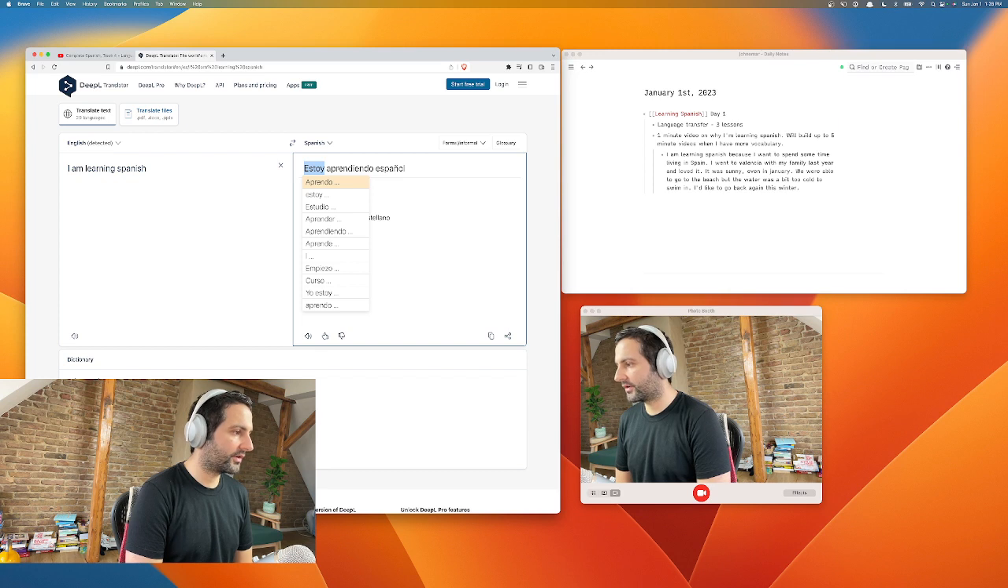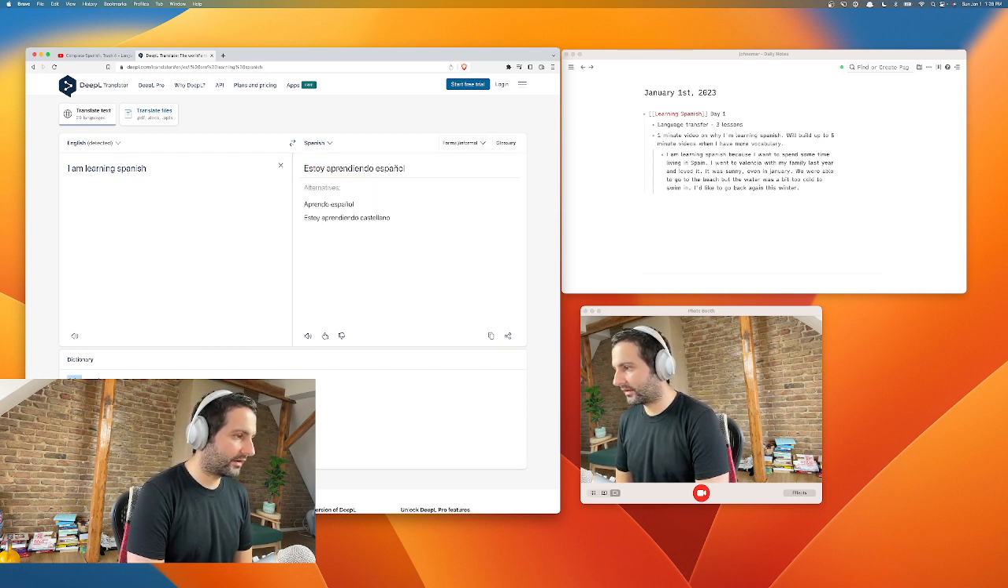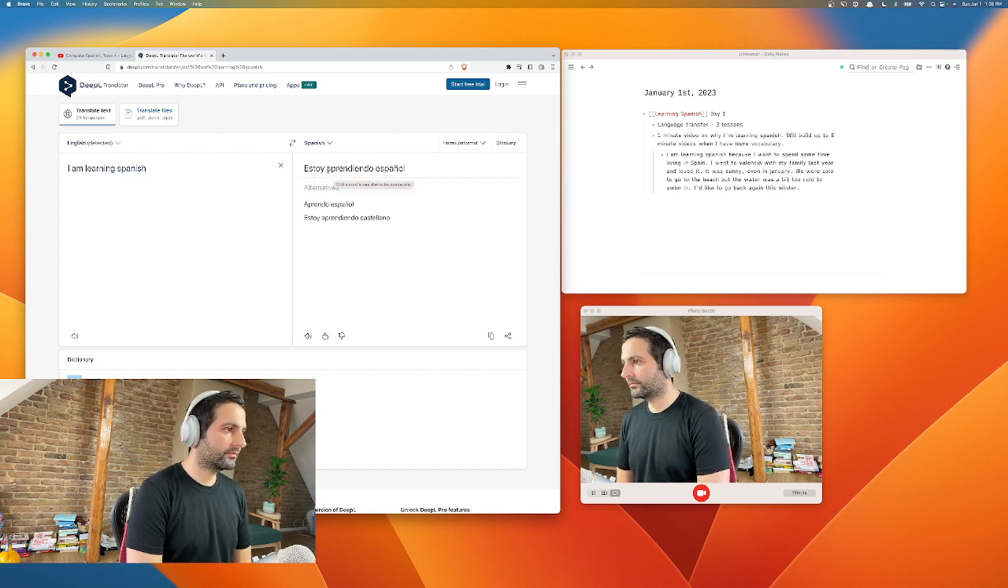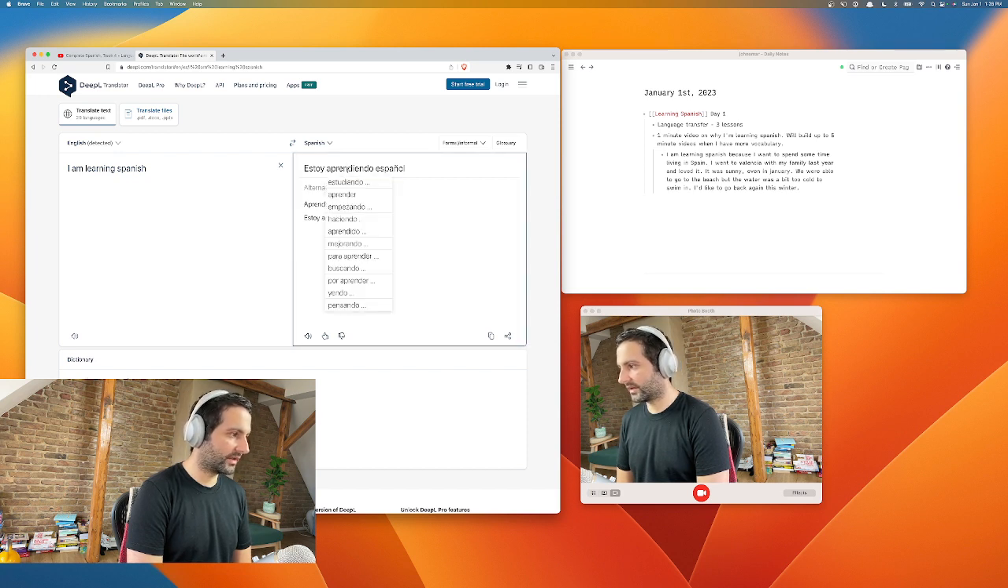And I know in Spanish that there are two forms of the verb to be. I just don't know what both of them are and how to use either of them. But it looks like estar is conjugating to estoy. And then aprendiendo is aprender, which is the infinitive of the verb to learn. So this is the progressive.